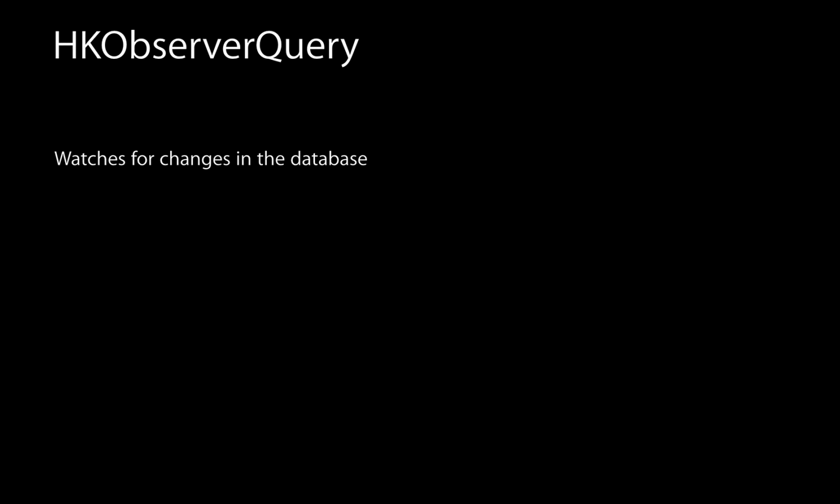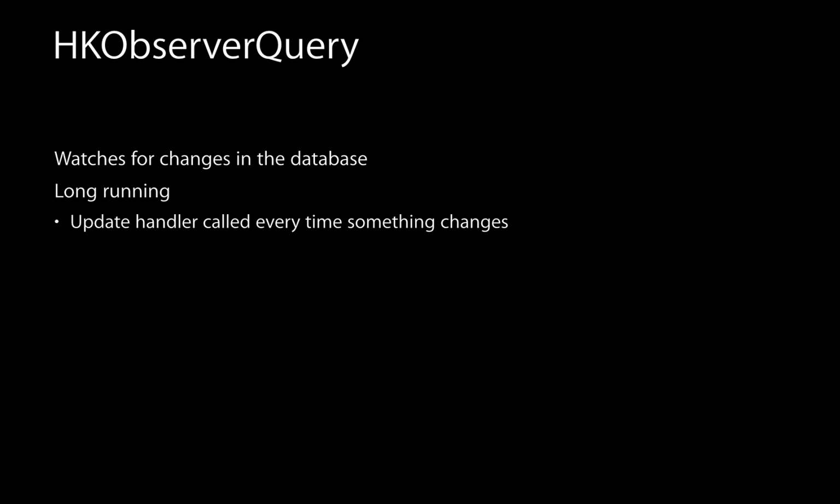Observer queries are very simple. All they do is watch for changes in the database. They're a little bit different than sample queries in the sense that they're long-running. So your update handler is going to be called every time a new object is saved or removed from the database.